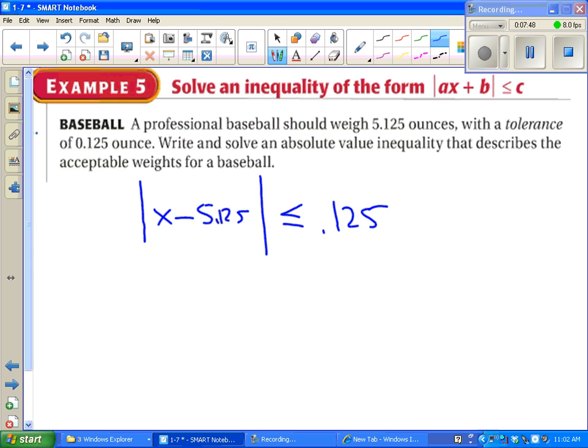So now we're going to solve this inequality the same way we would any other inequality. Notice this time it's a less than, so we're using an and. That means we're going to put our negative 0.125 less than or equal to the inside, less than or equal to 0.125. Once we solve this inequality, we're done.